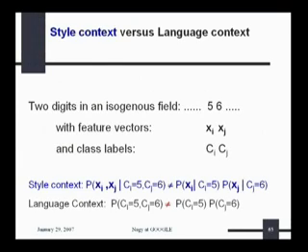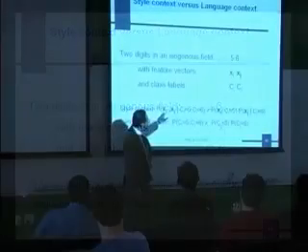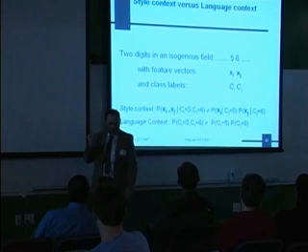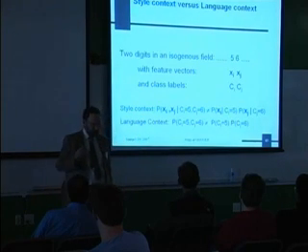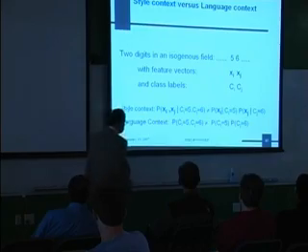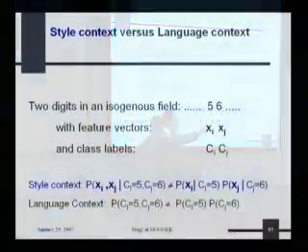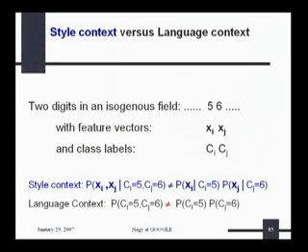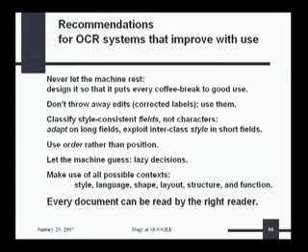What I want to say is that I think this is the only equation that I have shown. In style context, we are assuming that there is statistical dependence between the features, the shape features of the pattern. In language context, we are only assuming that there is statistical dependence between the class labels of the patterns. So the formulation is really very different, and the solution is different. Okay? That's the mathematical difference. All right, here is the conclusion.